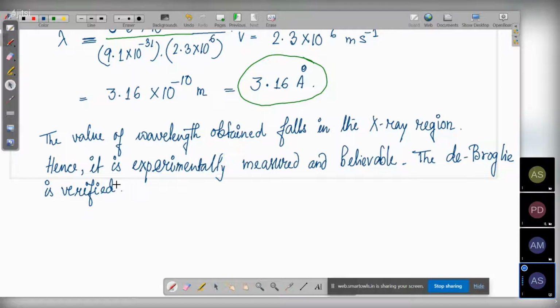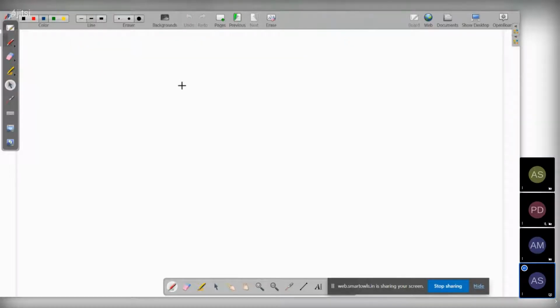Now over here I have taken this 10 to the power minus 10 meter to be angstrom. That means I have converted meter to angstrom. Did you know this conversion before, meter to angstrom or nanometer to meter? Do you know the conversion factors, or should I write them down? Let me write it down.